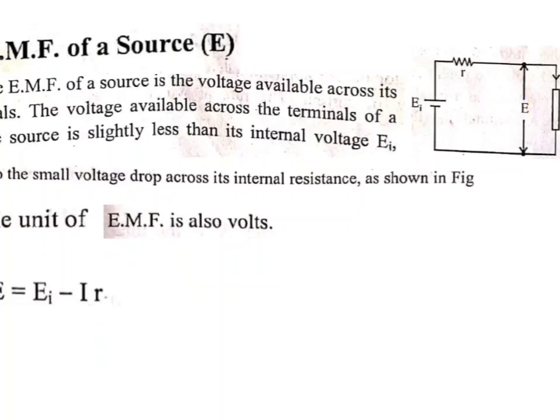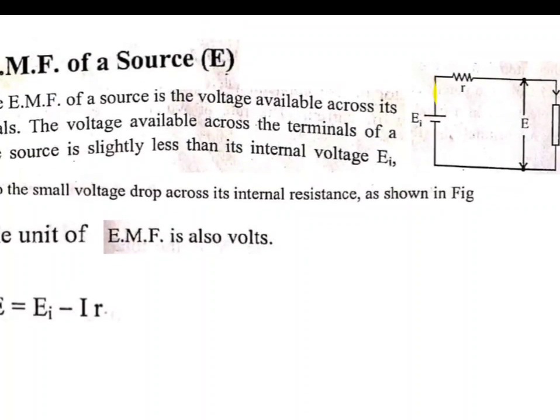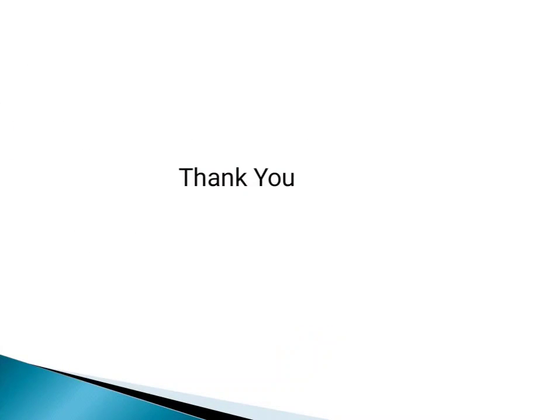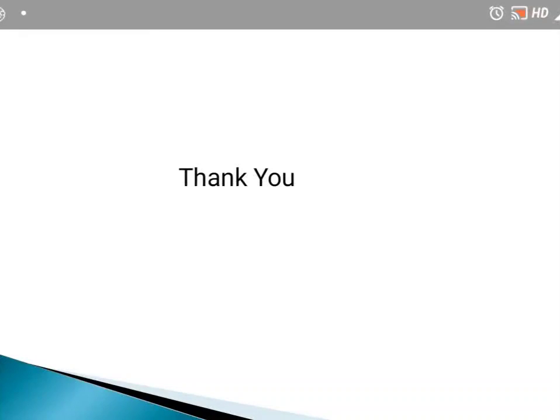This is defined as E = Ei - IR. So the voltage across the terminals of a voltage source is always less than its internal voltage Ei. So this is the internal voltage, and the voltage across the terminals is always less than that. That's why E = Ei - IR. This is what I am trying to discuss with you.